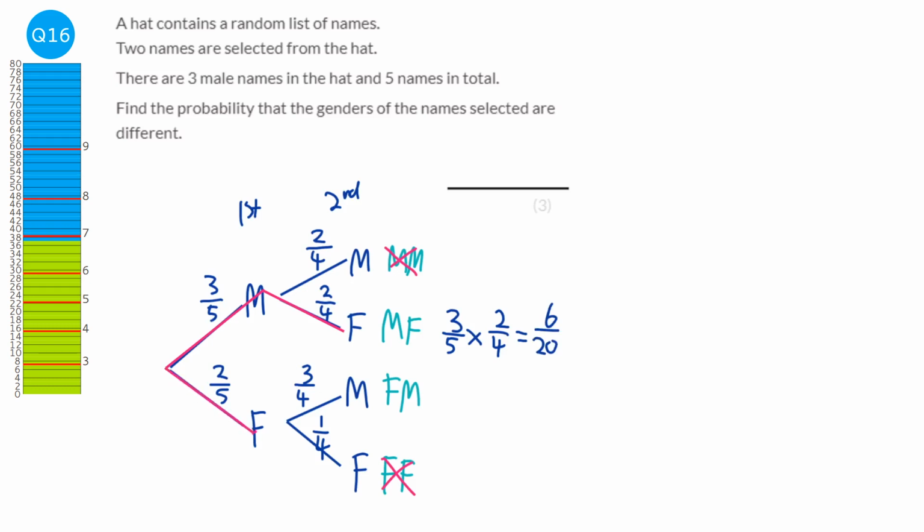So 2 over 5 times 3 over 4, 3/4. That would be 6 over 20.